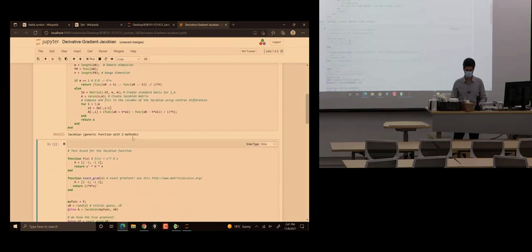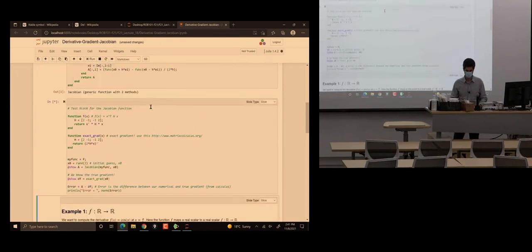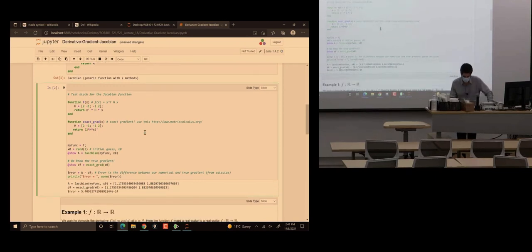And see what we get. I wasn't speaking Spanish. Still English. Same, we can see the Jacobian is a row vector. The actual gradient is also a row vector, and the error is very small. So this is a nice and smooth function. It's a quadratic equation, and the numerical derivative works really well.